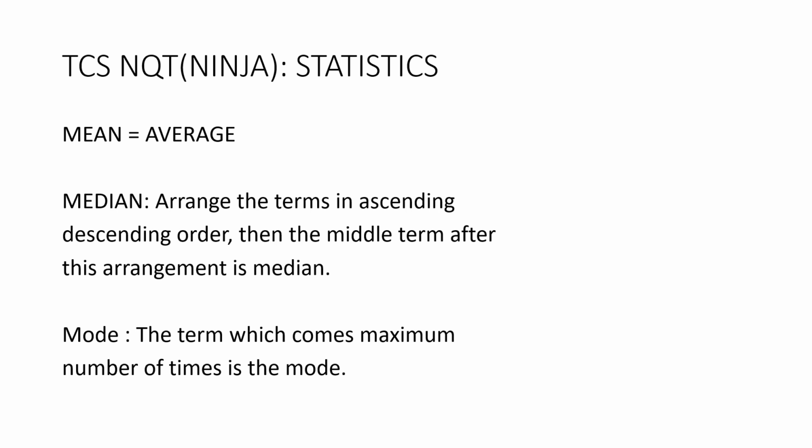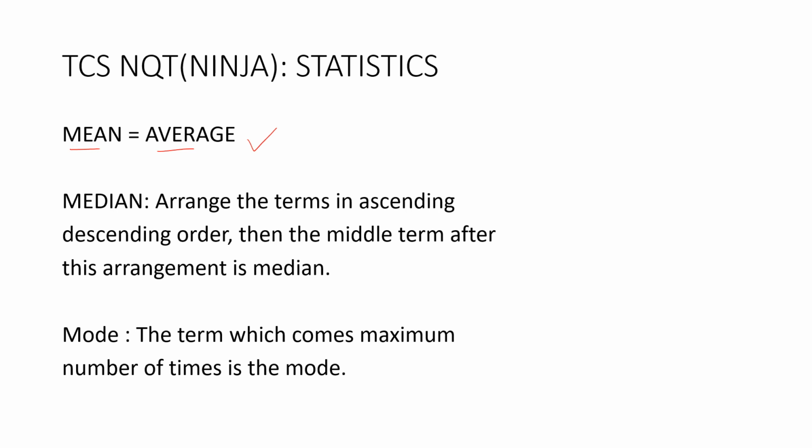Now, the first and the very basic idea with statistics is what is mean. Mean is simple. All of us know what is mean. Mean is simply the average. That is, let's say you have 5 terms and you need to find the average. So what will you do? You'll sum them up, divide by the number of terms, and you're going to get the average. So mean is a very simple concept. All of us know it.